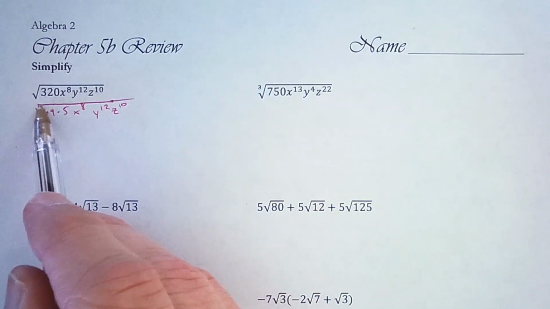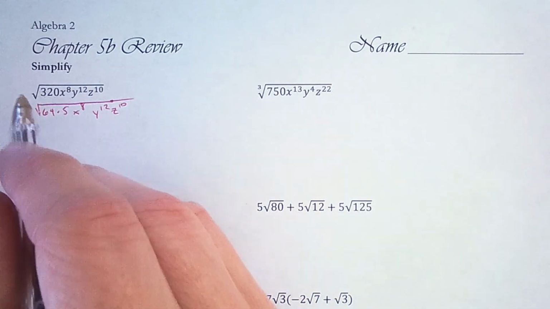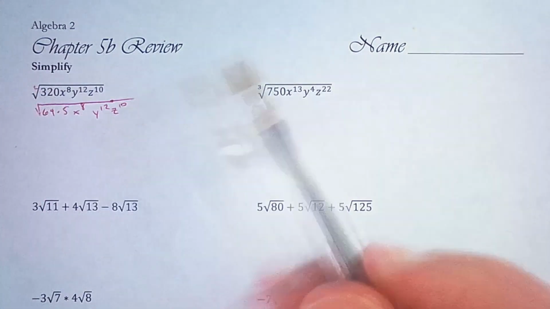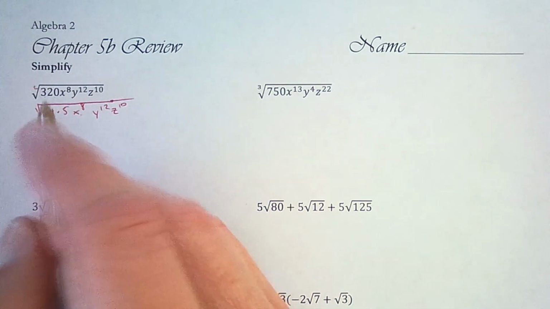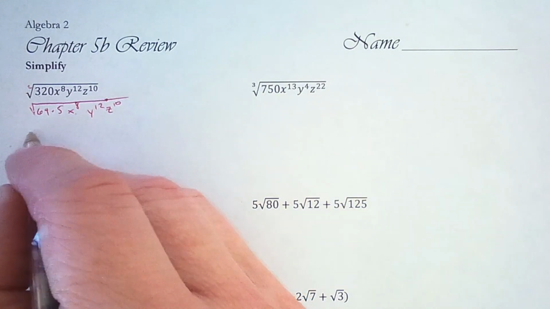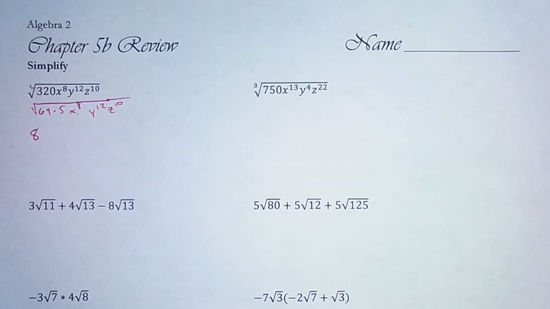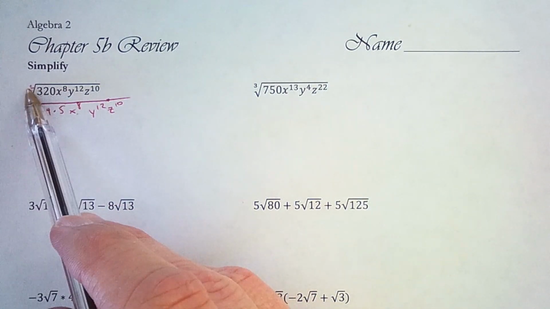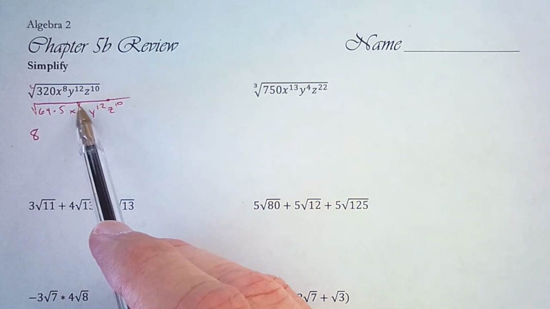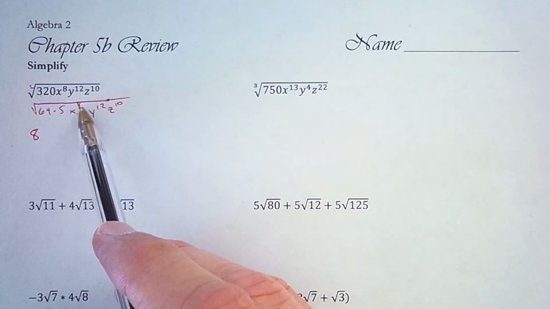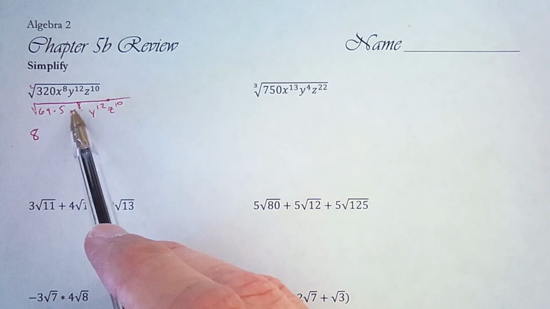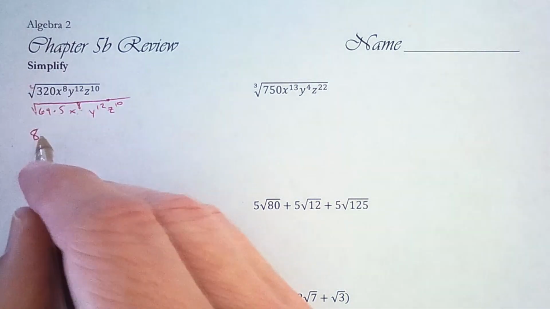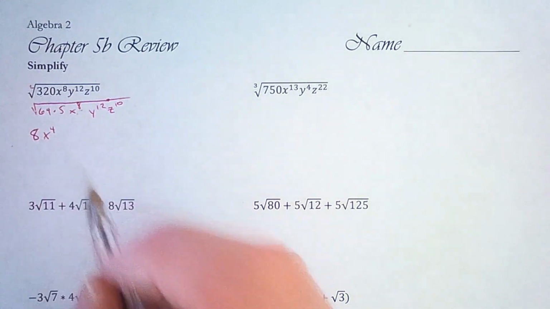And since it's a square root, there's no number here for an index. That means the index is 2. So that's going to help us with these variables. The square root of 64 is 8. And since the index is 2, I want to know how many groups of 2 I can take out of this 8. Right here, I can take 4 groups of 2 out of this. So x to the 8th, the square root is x to the 4th.